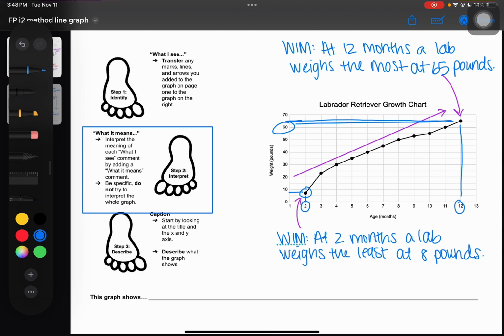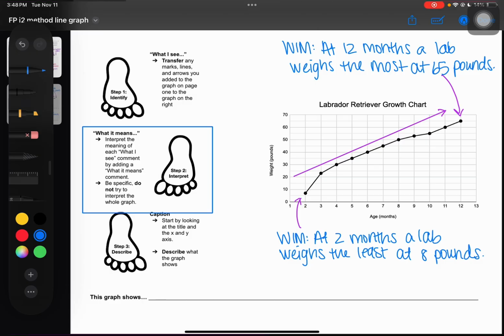All right, and now the last thing that I need to do is my WIM for the trend, okay? My WIM for the trend. I'm going to erase some of these. Let's go to Object Eraser here. I'm going to erase some of this just so that it looks a little cleaner. And now I'm going to do my trend.